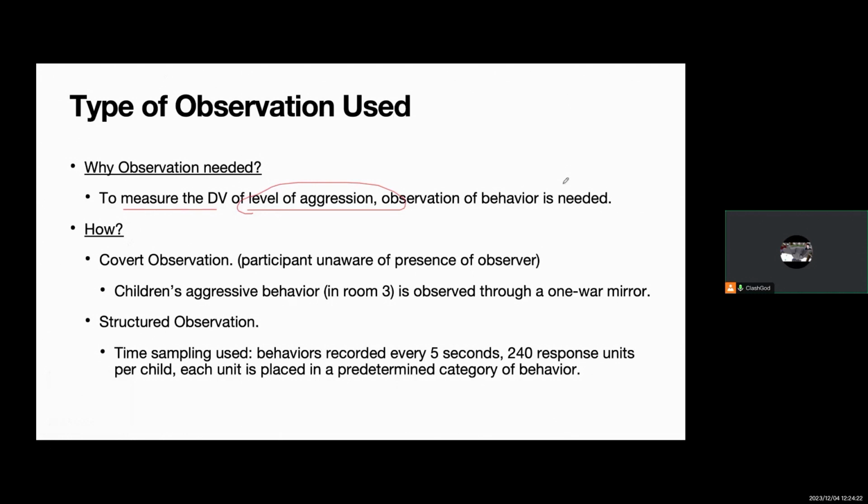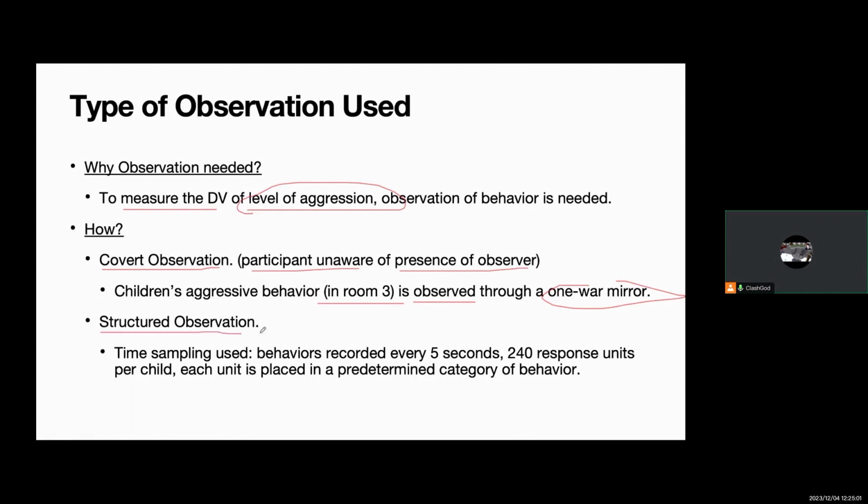So how does the researcher observe the children? First of all, it's through a covert observation. And what if you forgot what a covert observation is? It's just an observation when the participant is unaware of the presence of the observer. So the participant does not know that they are being observed, and cannot see the observer. And how is this done? It is done through a one-way mirror. Later on, you will see that there will be 3 rooms in total. In room 3, the aggressive behavior is measured, and it is observed through a one-way mirror by the researcher. That makes it a covert observation.